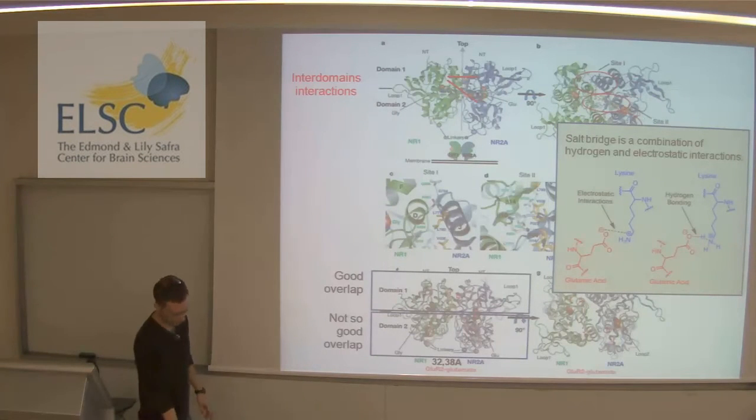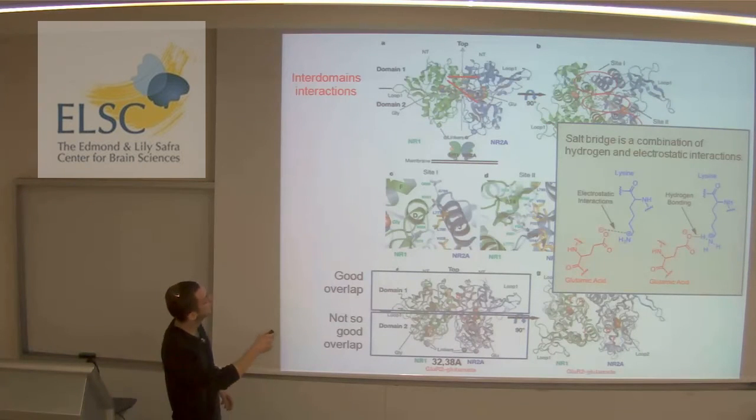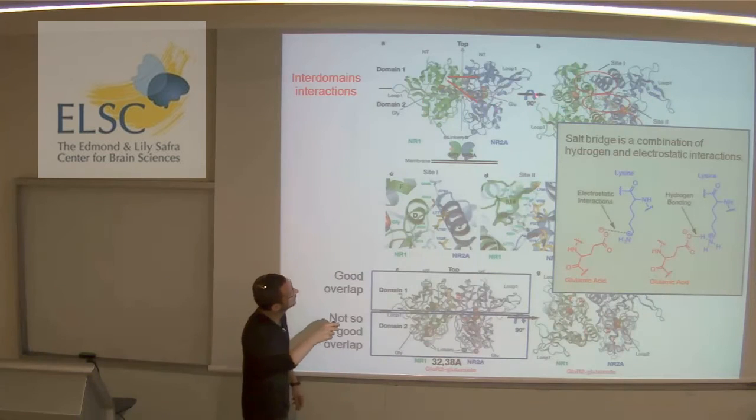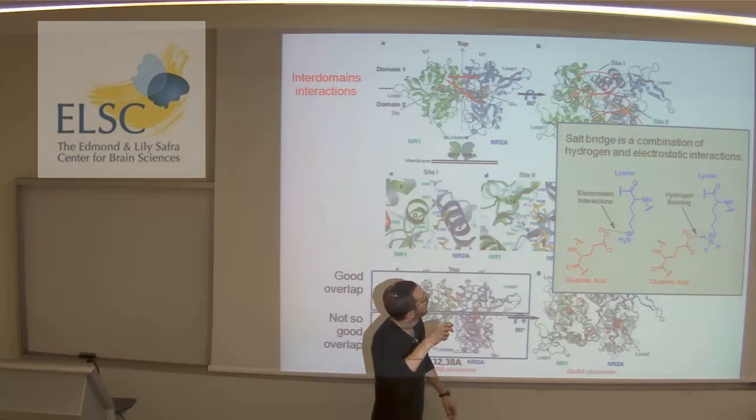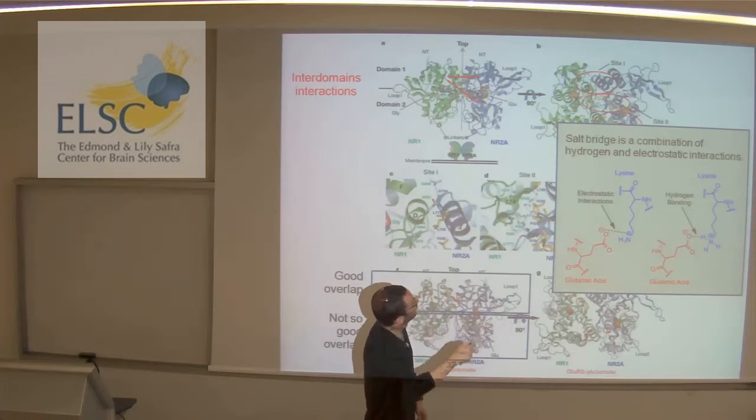So the first issue that they deal with is the interaction between the two heterodomains, between the two different units. So there's an area of interface between the two. This is a side view, and this is flipped 90 degrees, a top view. They divide the interface into three sites of interactions.